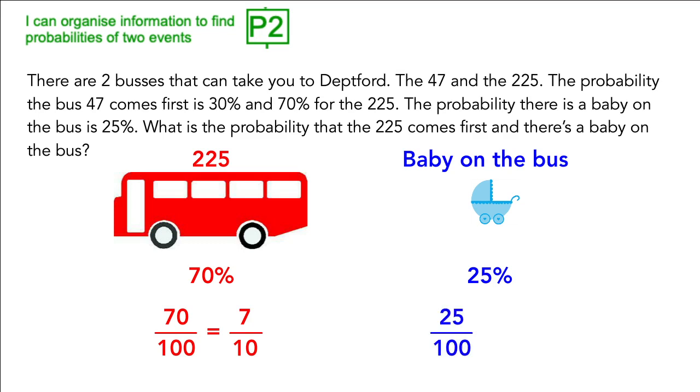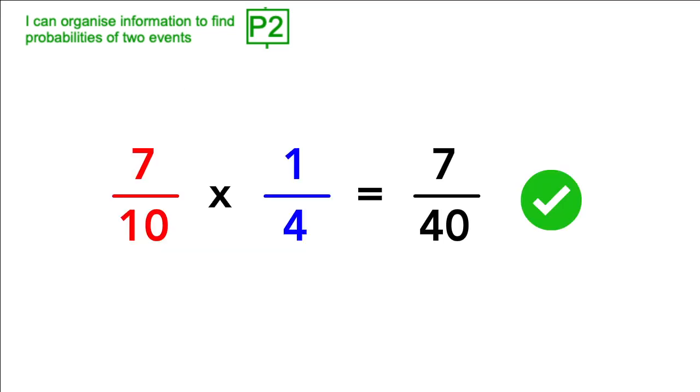25% as a fraction is 25 over 100. Simplified, this is 1 over 4, or a quarter. Multiplying the two fractions gives us the probability 7 over 40. This is the final answer.